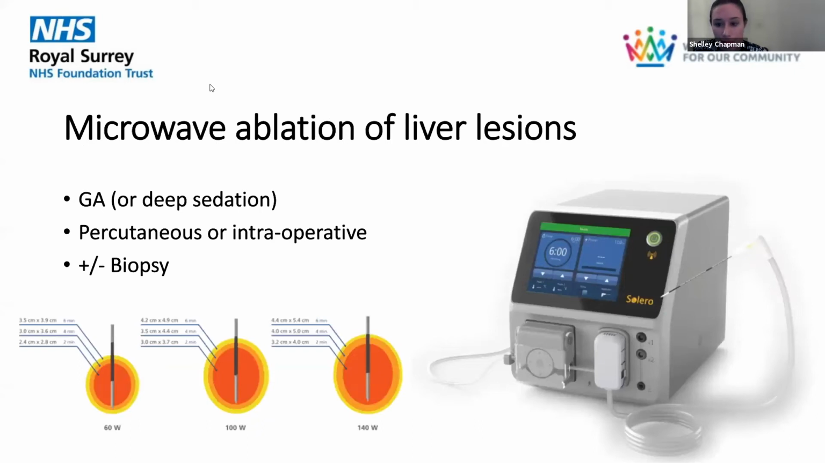We also perform microwave ablations of liver lesions. Our preference is that these are under general anaesthetic, but they can be performed under deep sedation. We can do this percutaneously, but we often perform microwave ablations intraoperatively, and we can perform biopsies at the same time. It's a simple technique, only requiring one needle, which is passed into the center of the lesion, and then you can adjust the wattage and the timing of the microwave ablation to increase the ablation zones to cover large areas. And generally we're treating lesions around 3 centimeters, but we can go up to 4 centimeters or do multiple burns.